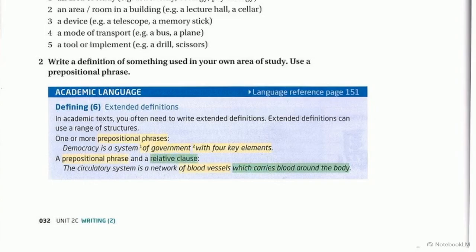Highly technical terms require an extended definition. This excerpt shows how you can stack both grammatical tools into a single sentence. The circulatory system is defined using the prepositional phrase of blood vessels, followed immediately by the relative clause, which carries blood around the body. Pause the video.